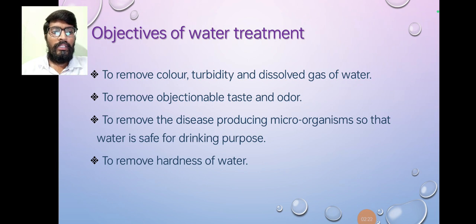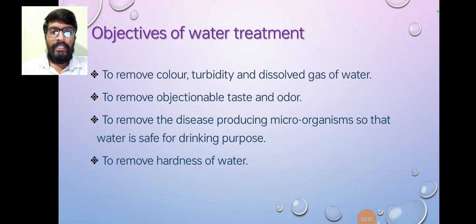The third one is to remove disease-producing microorganisms so that the water is safe for drinking purposes. Diseases are caused due to the presence of pathogenic bacteria. Pathogenic bacteria means bacteria which cause diseases. Bacteria, virus, fungus and protozoa are examples of disease-causing organisms.